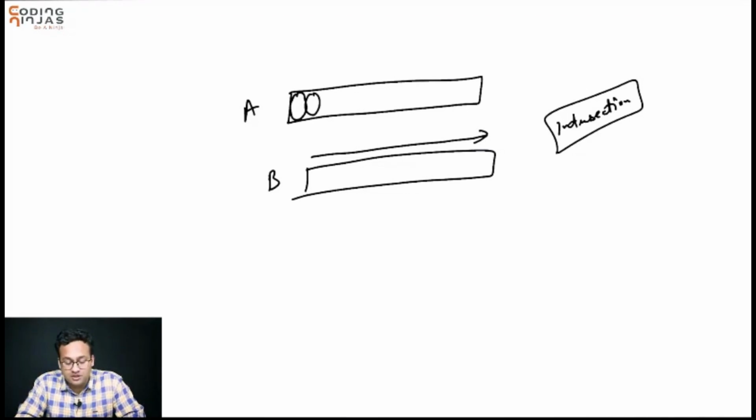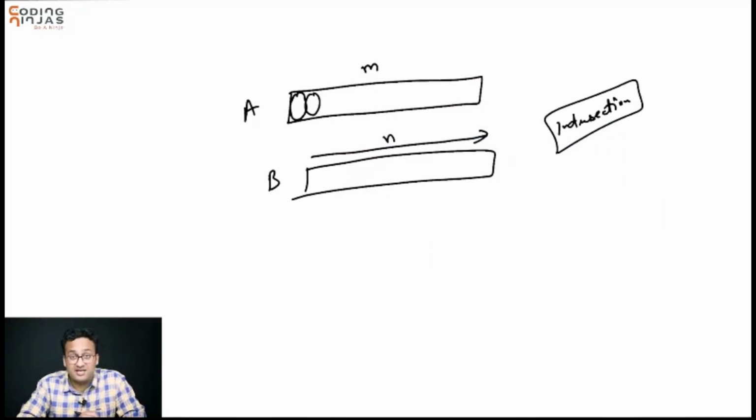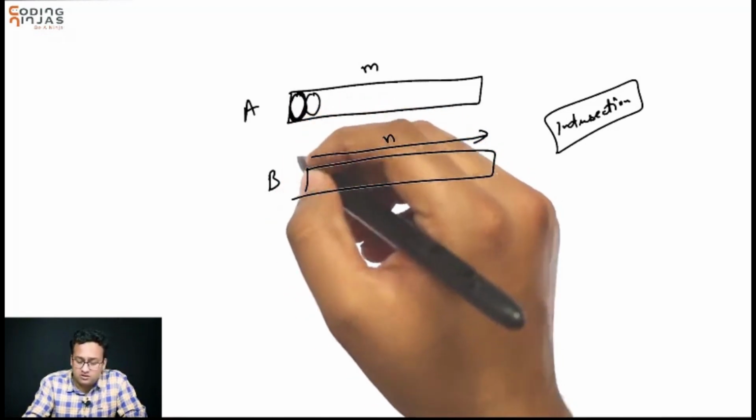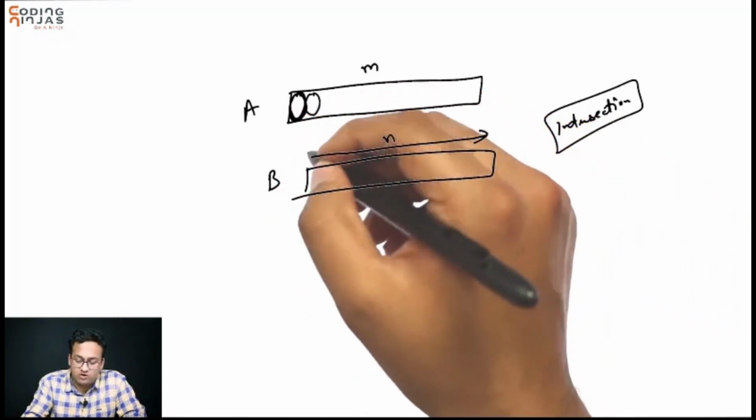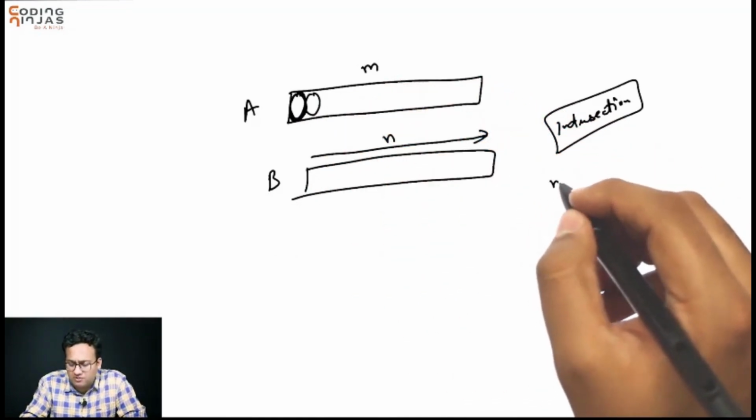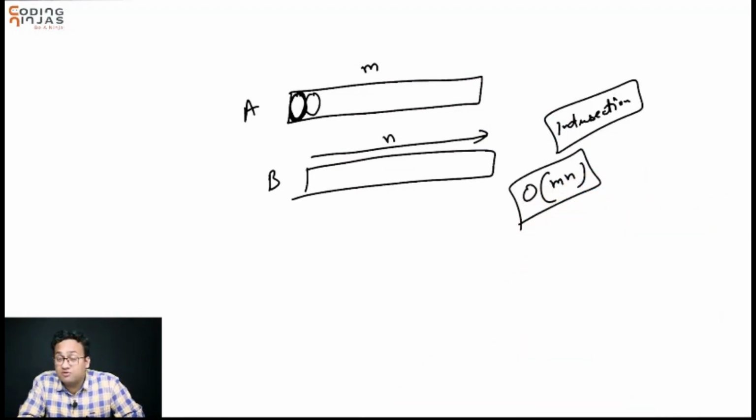Brute force. If this array has m elements and this array has n elements, the amount of work you will be doing is: you pick the first one, do n work; for the second one you do n work; for the third one you do n work. So basically you will be doing big O of mn work. This is the time complexity of the solution if this is what you have implemented: pick every element of A and find it in B.